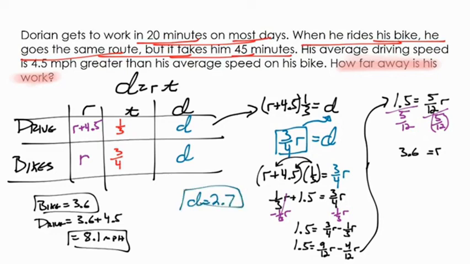If you weren't sure, you could check it up here, because you could do 8.1 times 1/3, and that should also give you a 2.7, and it does. So that was close. Our actual final answer is 2.7 miles.